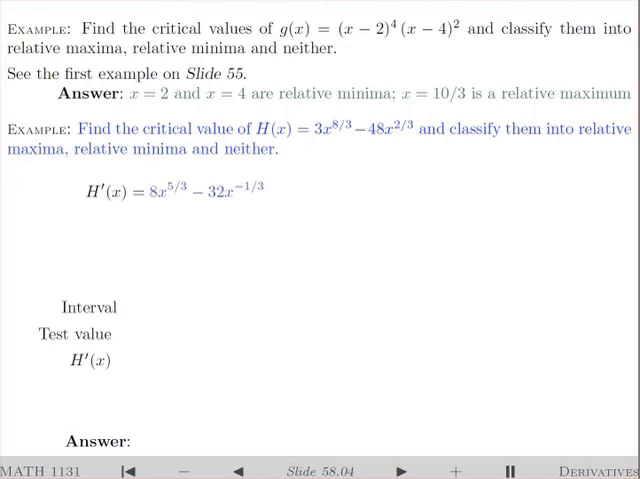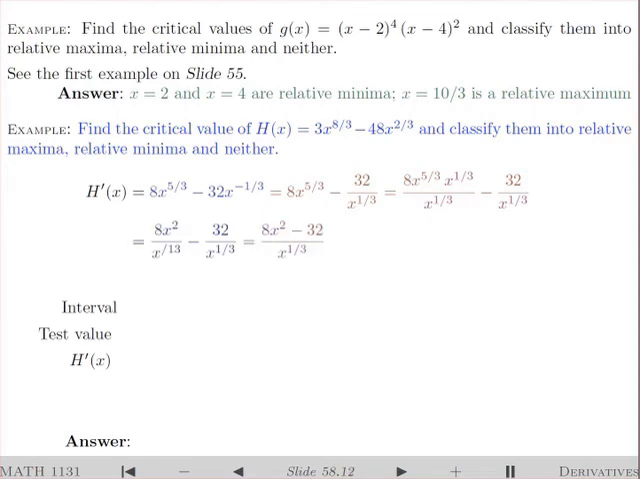Now I have to simplify it, so I'm going to write the second term as a fraction, 32 over x to the power 1/3. Put the two terms over a common denominator, which will be x to the 1/3. In the first term, the denominator was 1. I want to make it x to the 1/3, so I need to multiply the numerator by x to the 1/3. In the second fraction, I already have the common denominator, so I don't need to change it. x to the 5/3 times x to the 1/3 is x squared.